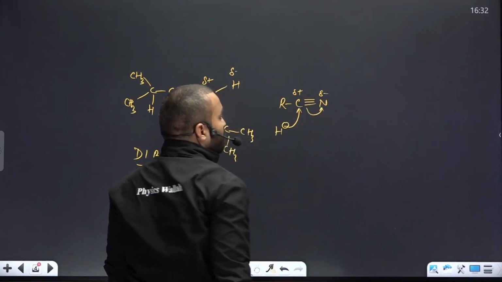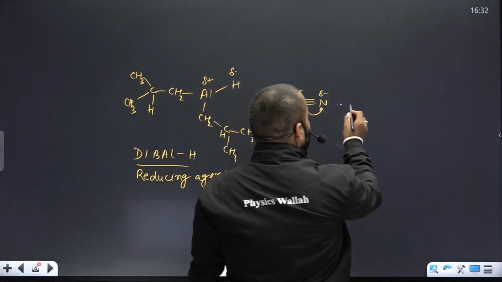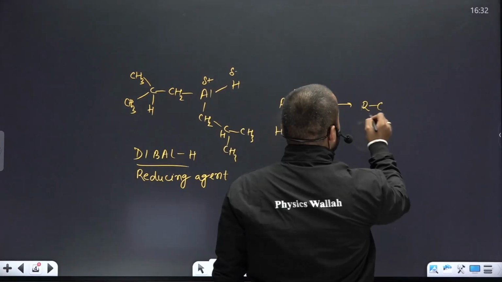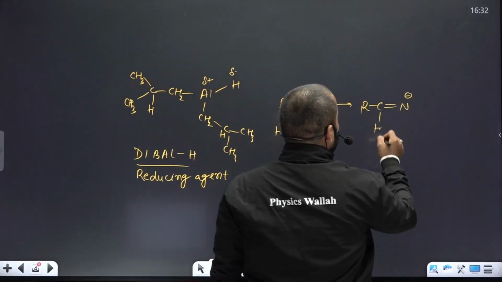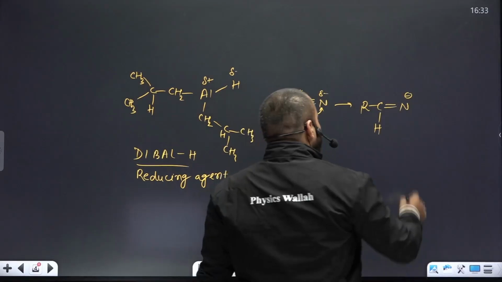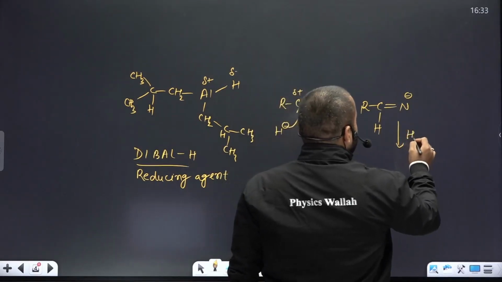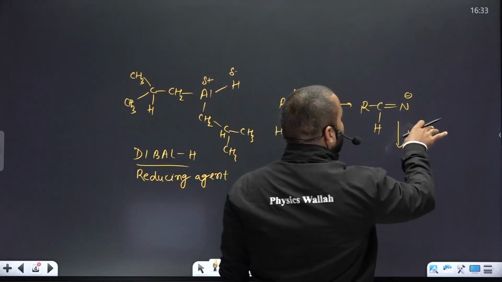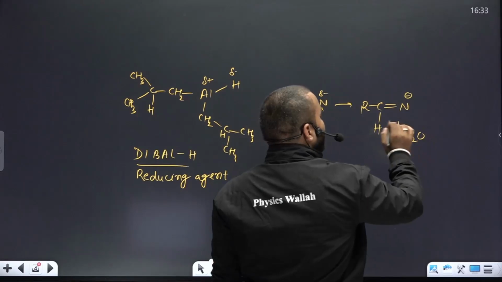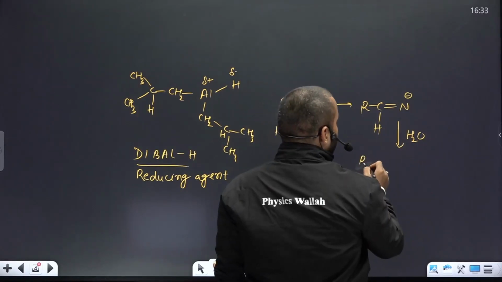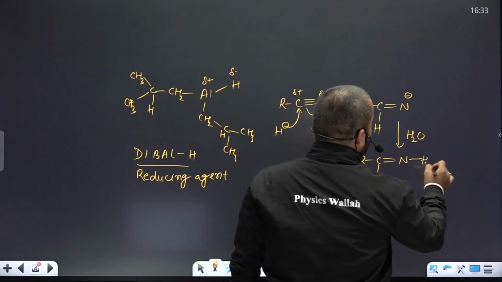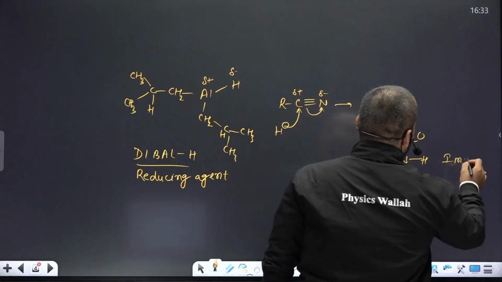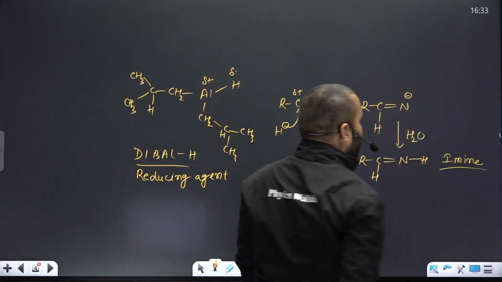And this double bond moves to the nitrogen. As a result of this, you obtain RC double bond nitrogen with a negative charge, and hydrogen is hanging here. Now once you react it with water, what is this negative charge going to do? It will try to neutralize itself by taking up hydrogen positive from water. It will form imine. This is known as imine. Carbon double bond nitrogen bonds are imine functionality.